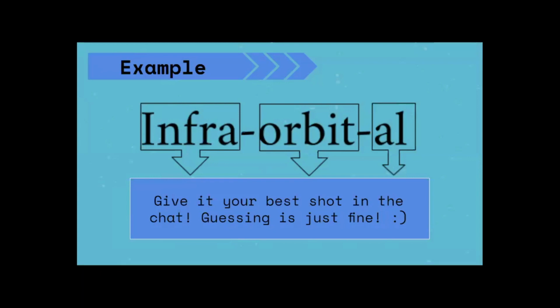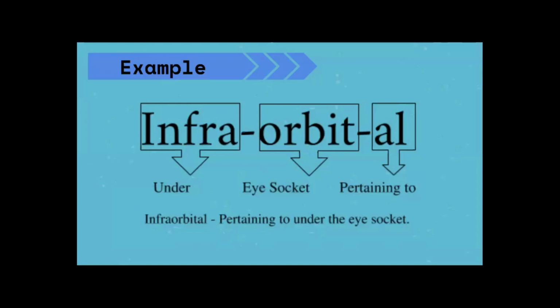Okay, I'm not going to keep it from you guys any longer. Infraorbital means pertaining to under the eye socket. So here's how it's divided up. First we look at the suffix, which is al, orbital, al, pertaining to. That's what al means. Next we look at the prefix, infra. Infra is another word for under. After that, we look at the root, which is orbit. And orbit in medicine means eye socket. So in all, this word means pertaining to under the eye socket.